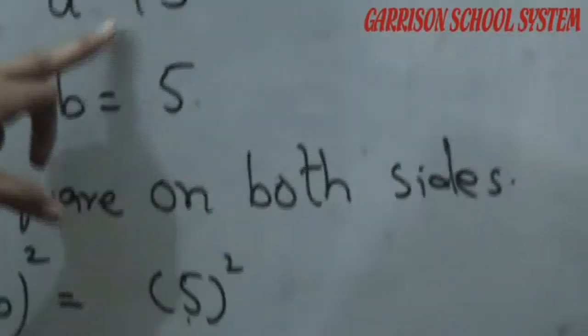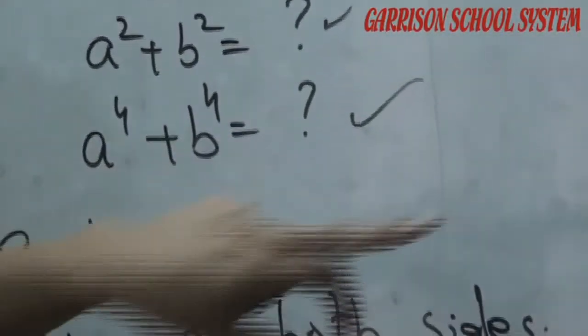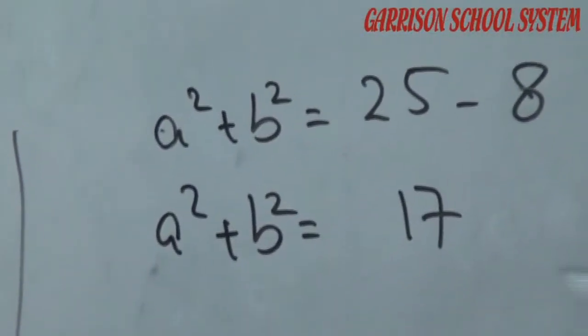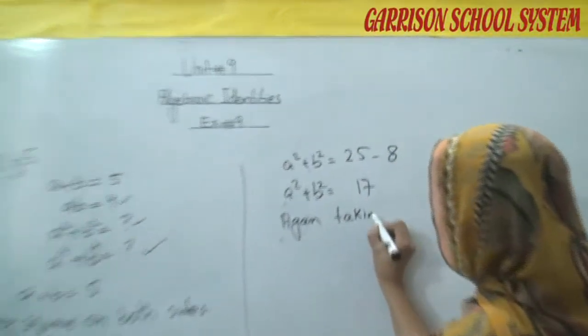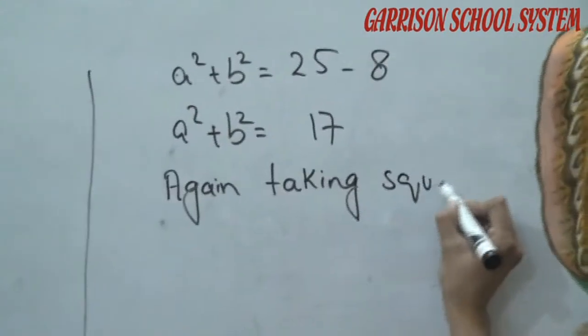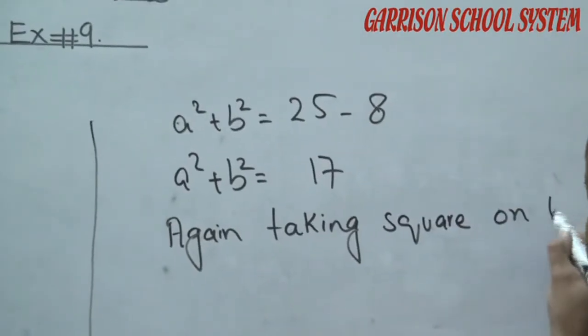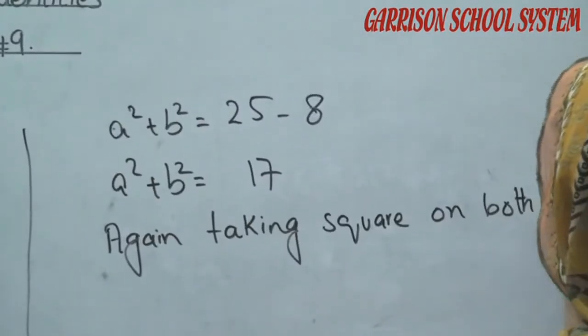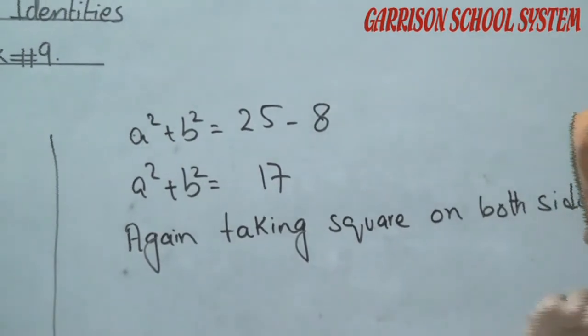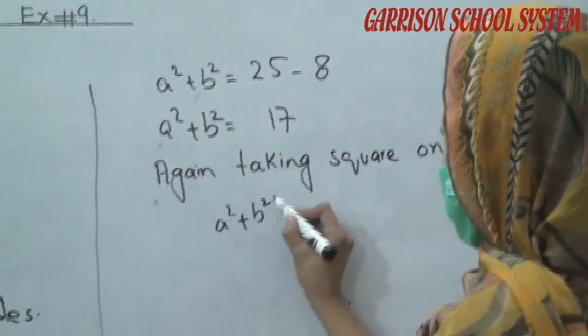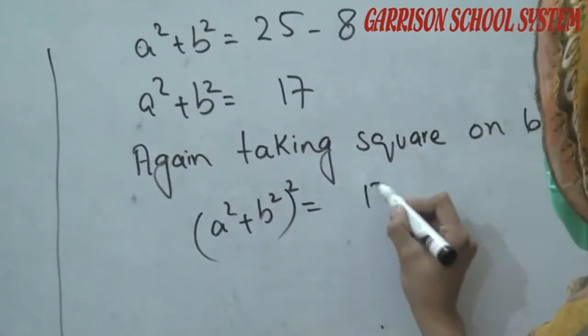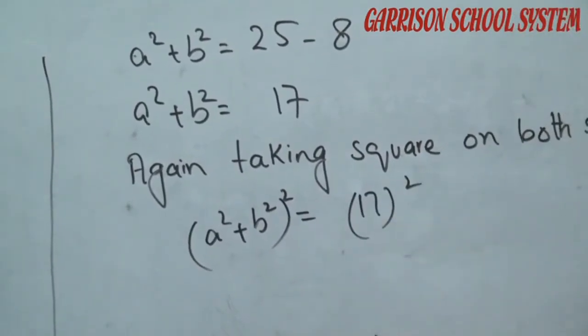So, in order to find a4 plus b4, I have to take the square of a square plus b square. Again, taking square on both sides: a square plus b square whole square is equal to 17 whole square.